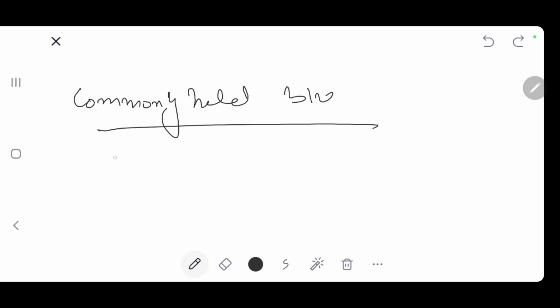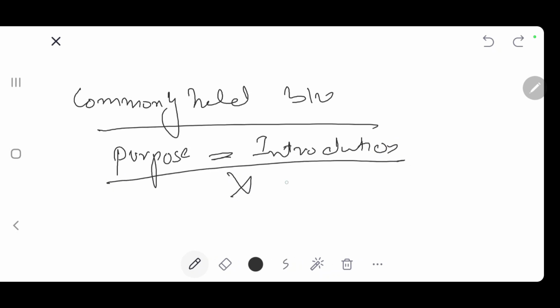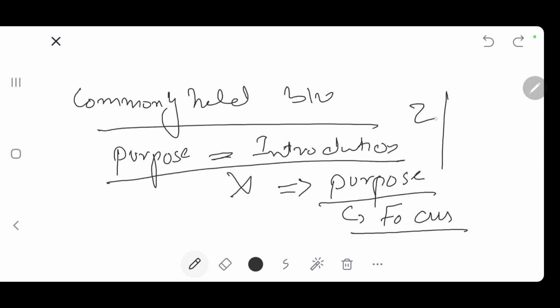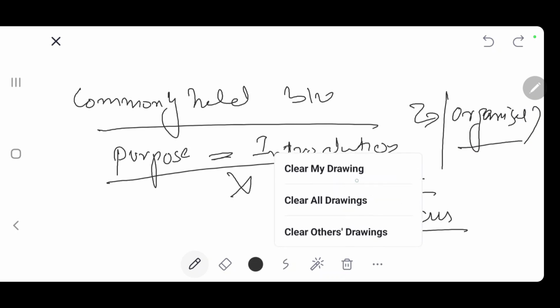A commonly held belief is that people say the purpose of writing is the introduction. They just mention the purpose in the introduction. This is not the case. Purpose can be defined in simple words as the focus of your writing task. How organized are you while writing the letter? In simple words, purpose is your focus of writing task.